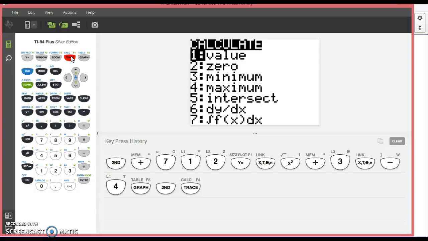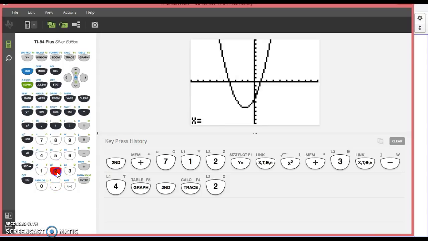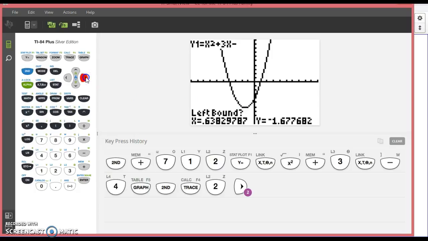No, it's not really intersect. 2, I'm going to do the 0. Okay, so I'm going to hit 2. Now, look what it says. Do you see the cursor? See the cursor right here? I'm going to use my right arrow buttons. And it's saying left bound.